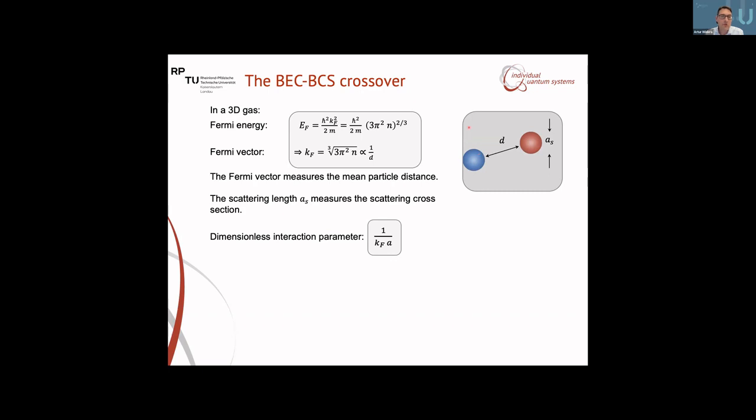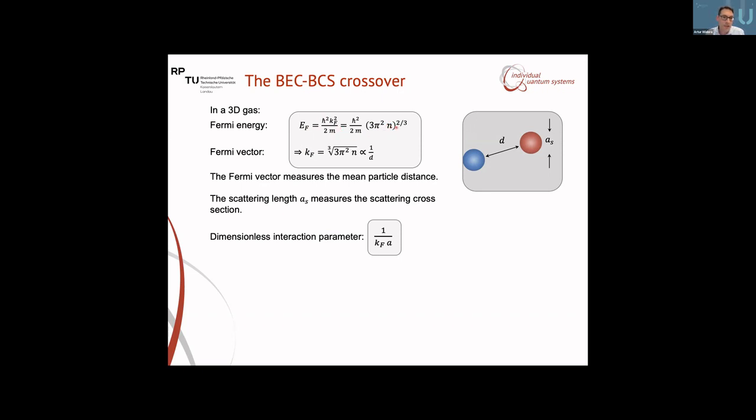So let me introduce one parameter that is very important in this field of interacting Fermi gases. If you remember your solid state lectures, you can relate the Fermi energy to the Fermi wave vector. That is just by taking this formula of free particle dispersion in a free fermion gas and relating this to the density of the electron gas, or in our case, of the atomic gas.